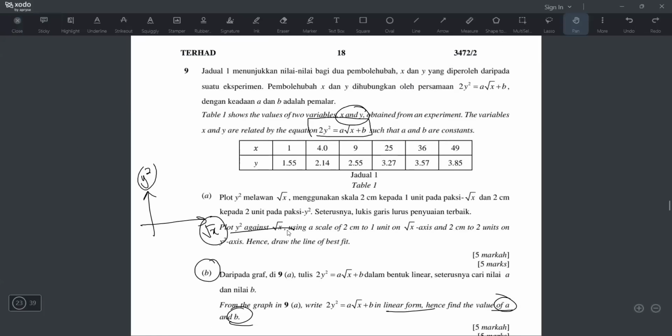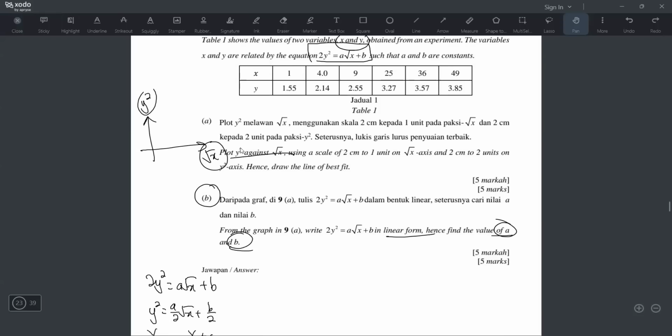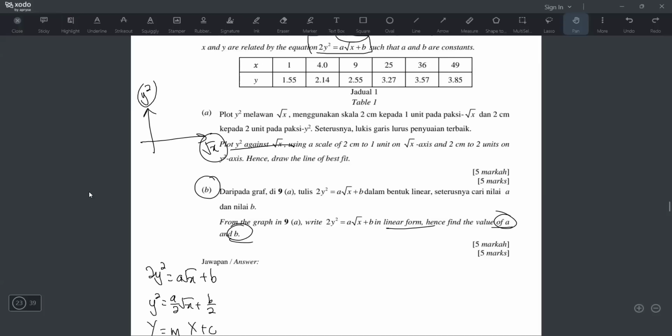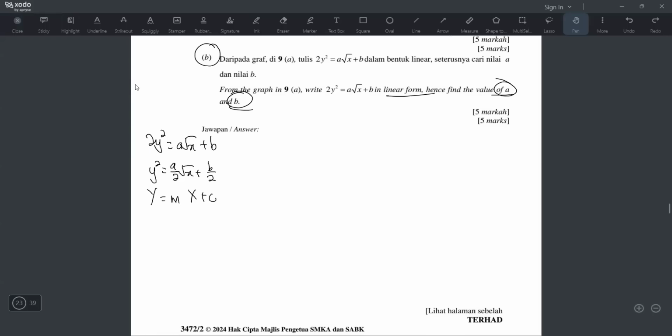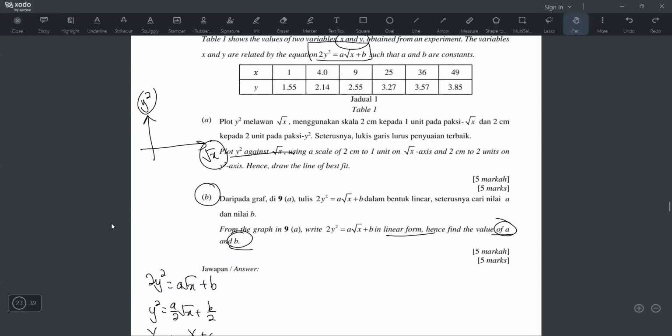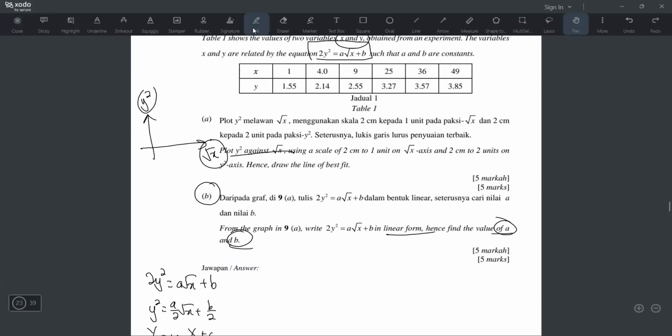Okay, the next part is to buat table. Okay, walaupun soalan tak suruh kita buat table, but you have to do table also. Because table yang dia bagi ni tak boleh guna. This table is y against x. I need y square against square root x. Okay, so I need to draw a new table and find out the value for square root x and y square. Kita tak boleh guna ni dah. So what we do now, I will draw a new table lah.